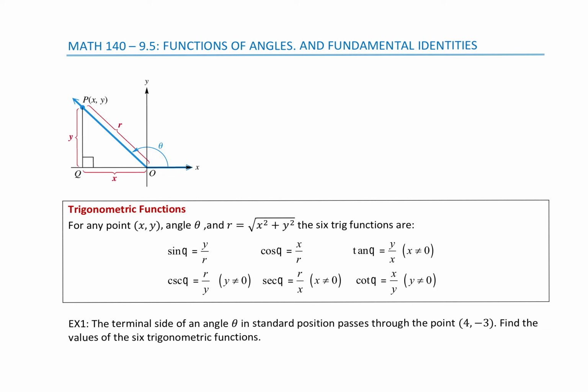And then the next step is to, instead of talking about arc length, talk about an angle theta, and then move from the unit circle to any radius, which is what we're going to do in 9.5.